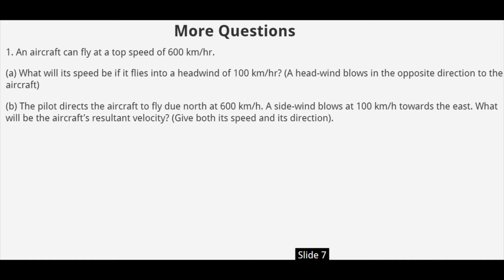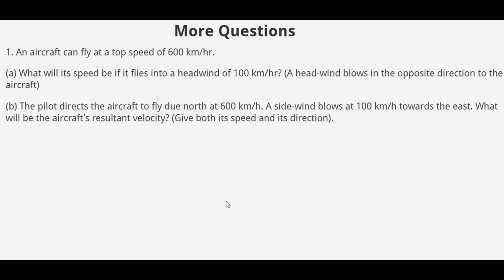Now, let's move to more questions. An aircraft can fly at the top speed of 600 km/h. A. What will its speed be if it flies into a headwind of 100 km/h? The headwind blows in the opposite direction to the aircraft.